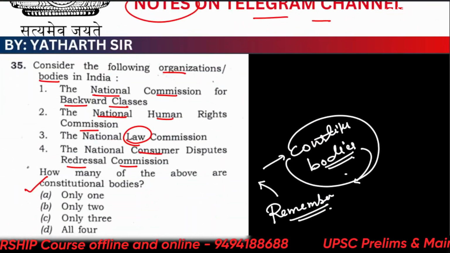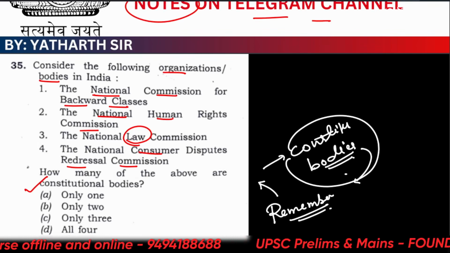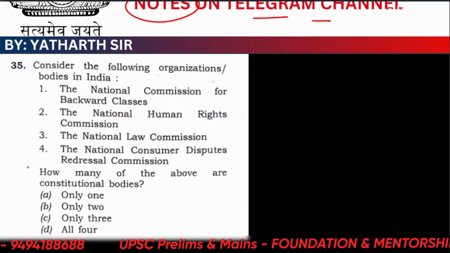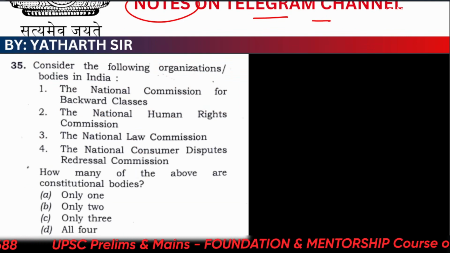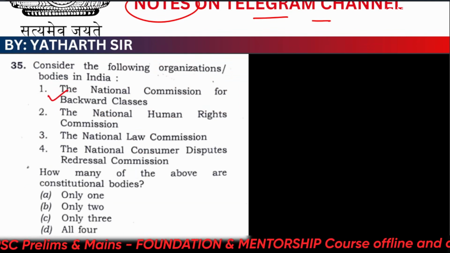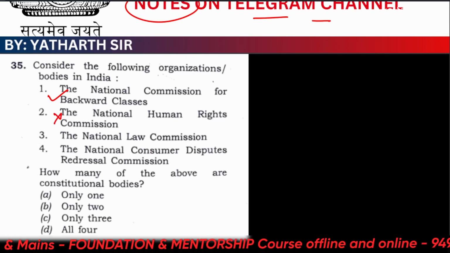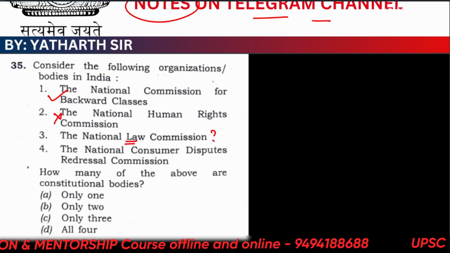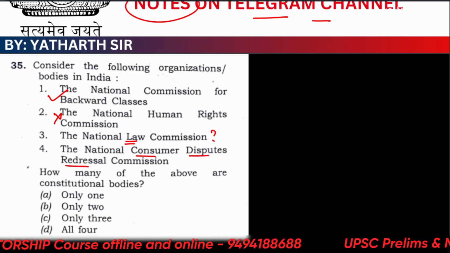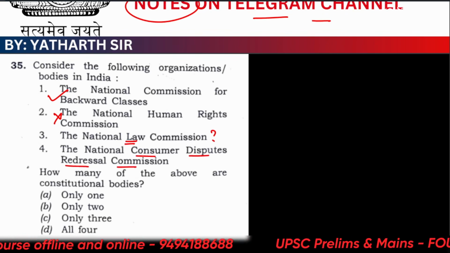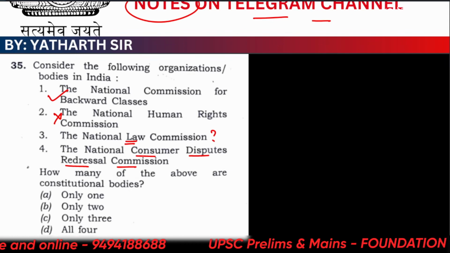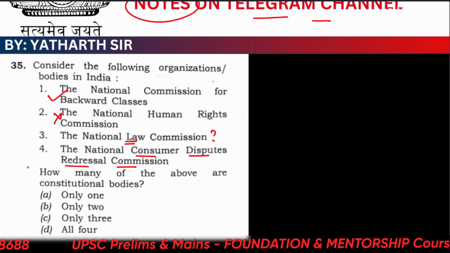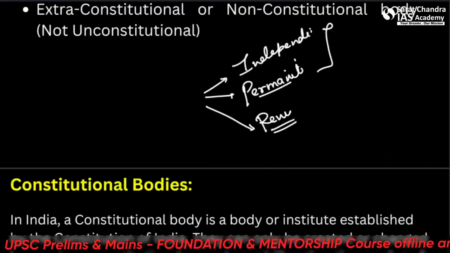Okay, so the question was, how many of these are constitutional bodies? It gave us a few options: the National Commission for Backward Classes, the National Human Rights Commission, the National Law Commission, the National Consumer Disputes Redressal Commission. So it is very clear. Let us see about these two bodies and we'll revise the list: the National Law Commission and the National Consumer Dispute Redressal Commission.